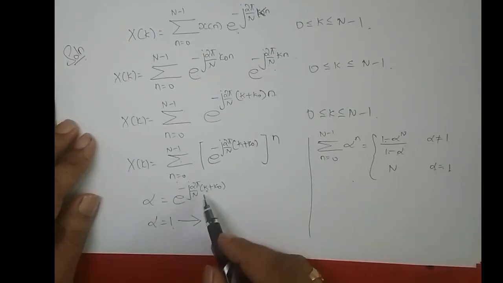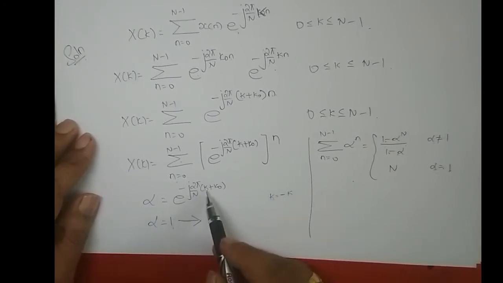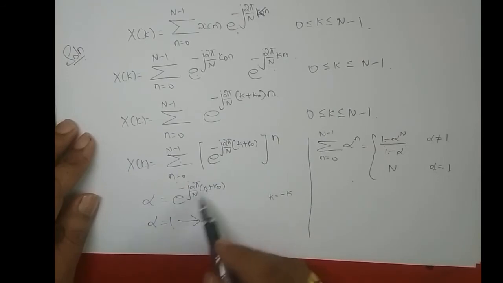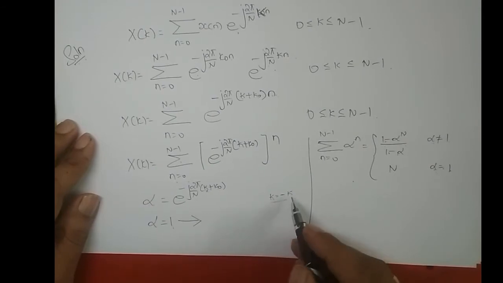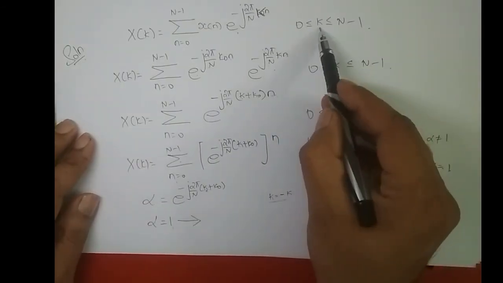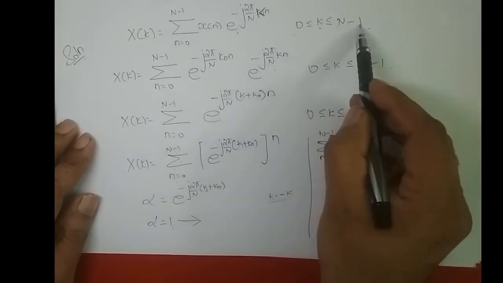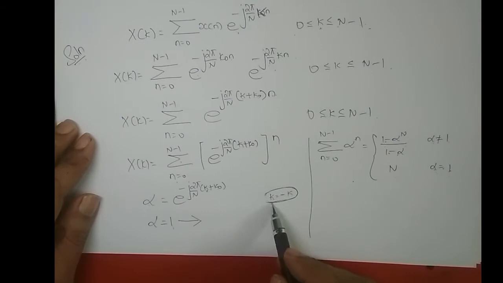So you might say, for k equal to minus k naught, this becomes equal to 1, because minus k naught plus k naught is 0, so e power 0 becomes equal to 1. But you cannot say this, because what does the definition say? K is varying from where to where? K is varying from 0 to N minus 1. K takes only values 0 to N minus 1. It does not take the negative value minus k naught.